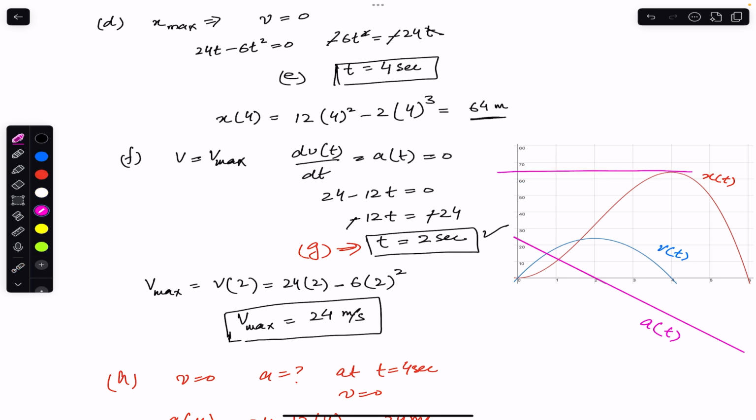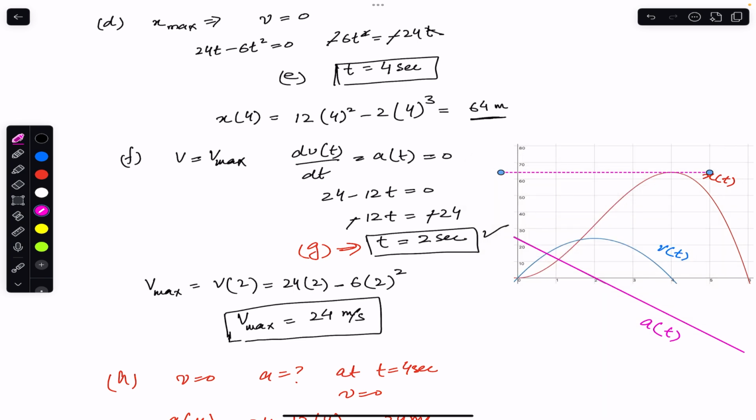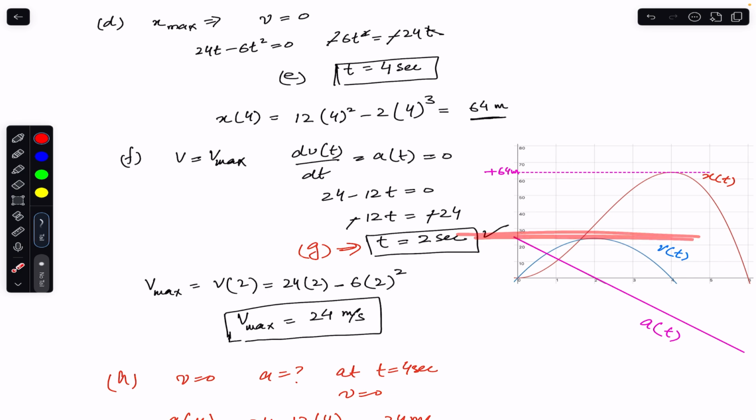So we can say that the maximum x coordinate is plus 64 meters, and the velocity is maximum at t equals 2 seconds. Here you can see the velocity is maximum at t equals 2 seconds. Now this is the velocity graph. So at t equals 2 seconds, the acceleration is 0. The slope of the velocity graph is 0 at t equals 2 seconds. And at that particular point, the maximum velocity is 24 meters per second. So somewhere here is 20, this is 24. And at t equals 2 seconds, the acceleration is 0, which is the slope of the velocity as a function of time graph.